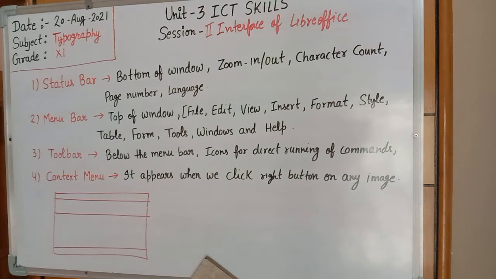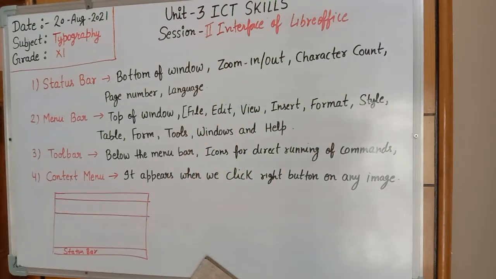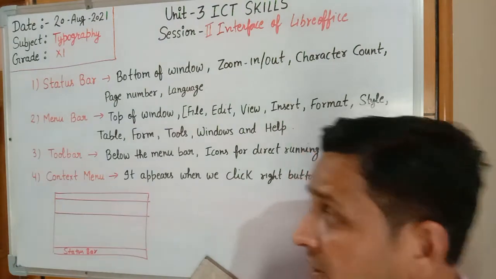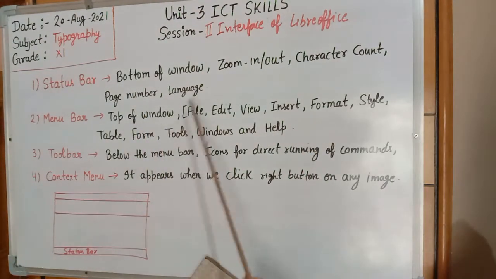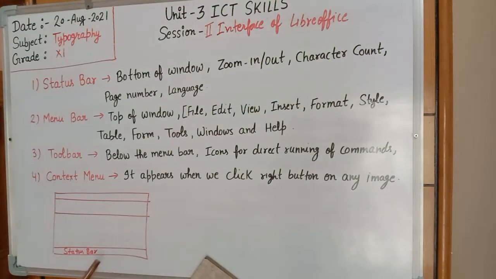First one is the status bar. It is on the bottom of the window, the bottom of your screen. That is known as the status bar. It contains different types of commands, like to increase the window size without increasing the font size, that is zoom in, zoom out. Second option, character count: how many characters are there in a document. What is the page number? Which language we are using? It will provide the status of the current document at the bottom of your LibreOffice screen.